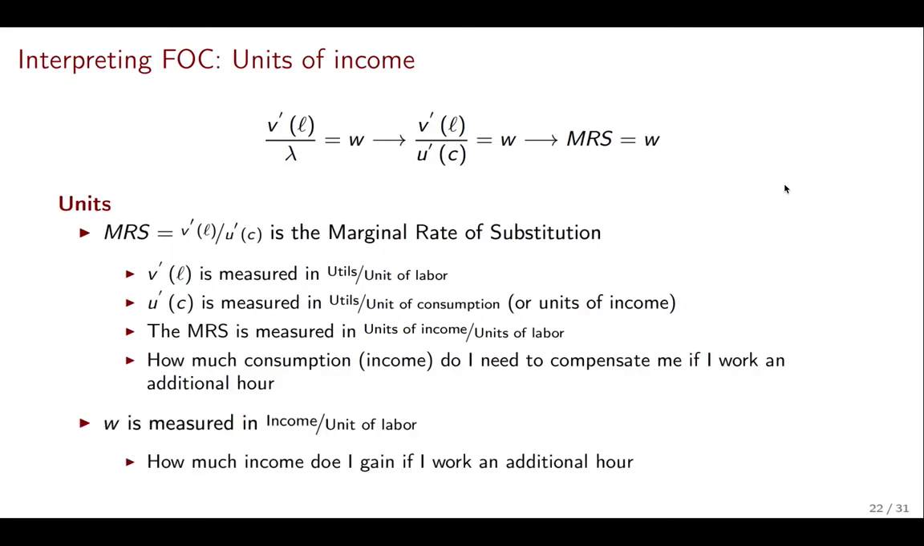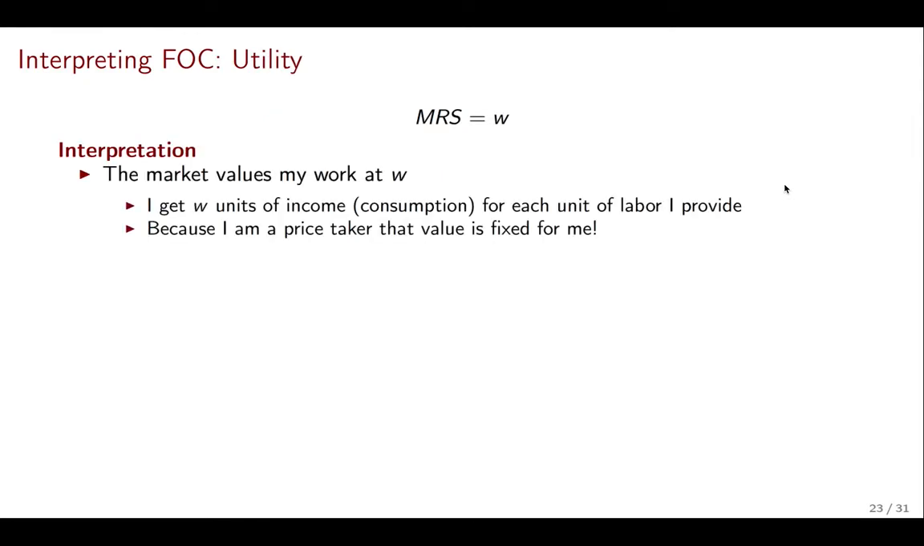Now W is much easier. It's directly measuring income per units of labor. And so it's exactly comparable to the MRS. You can see how just going through the mechanics of which units we're measuring things in already gives you a lot of insight about how you're going to go around and interpret this condition. Okay, when we do the interpretation, you can see it follows directly from the units. The market value of my work is W.